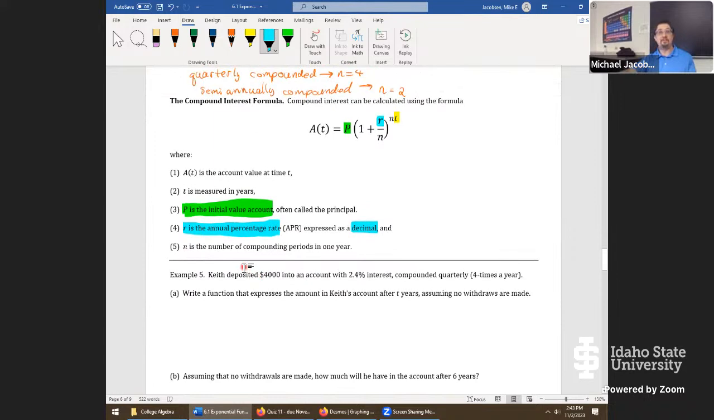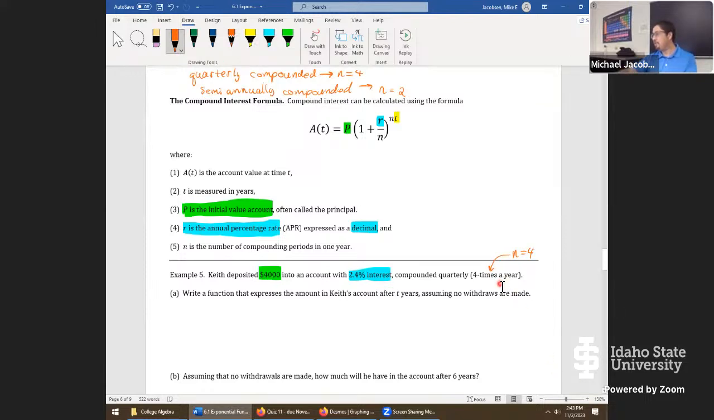It says here on example 5, for a scenario, Keith deposited $4,000 into an account with 2.4% interest. Already they're giving us most of the information right there. That's the principal amount or the initial amount. Here's the interest rate. Just don't forget it must be in decimal form. And they told us it's going to be compounded 4 times a year or quarterly. So n equals 4 there.